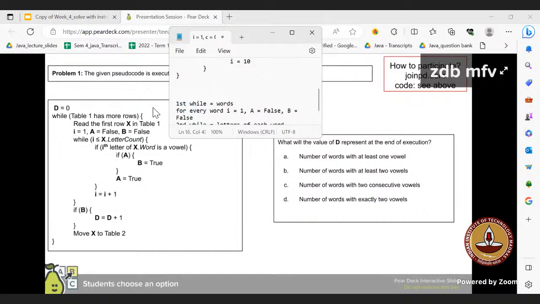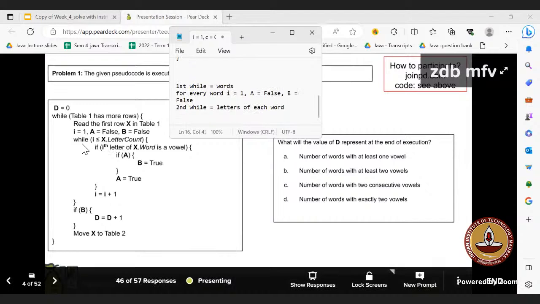Okay. So for every word, in the inner while loop, what we are checking is if the ith letter of x dot word is a vowel. We are checking each and every letter of your word whether it is a vowel or not. If it is a vowel, then we will check if A. So if the first letter of every word is a vowel, then the first if condition will be satisfied, but the inner if condition won't be satisfied. So you will execute just A equal to true only.